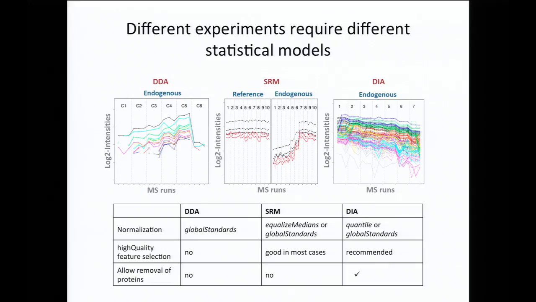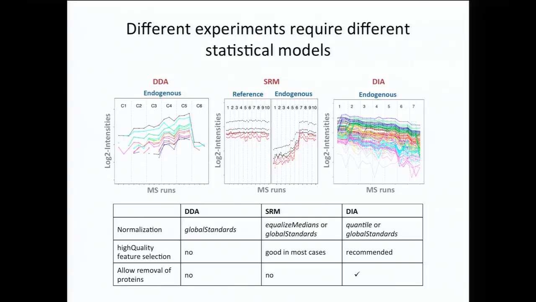If you have DIA data, the picture looks much more messy, so you have a lot of peptides, a lot of transitions usually, and you might have a lot of interfering signals within your transitions. So the recommendations for the parameters would be, regarding the normalization, global standards are always a good idea, using reference peptides.